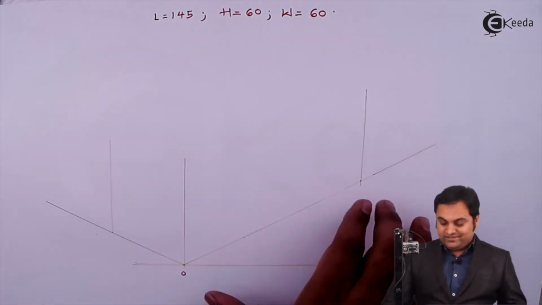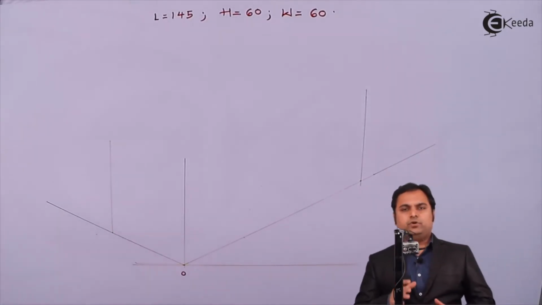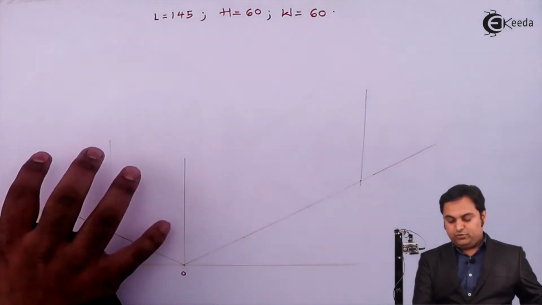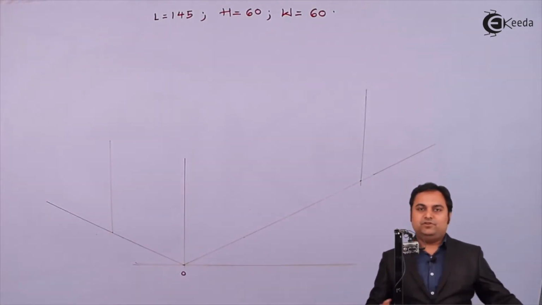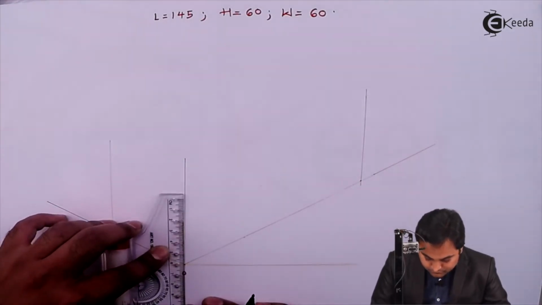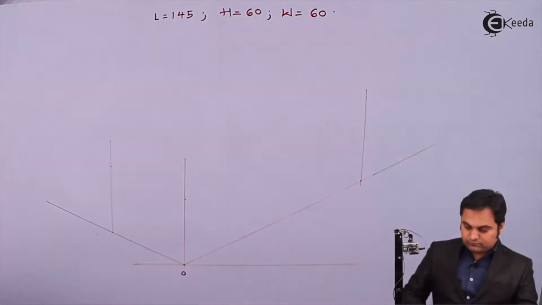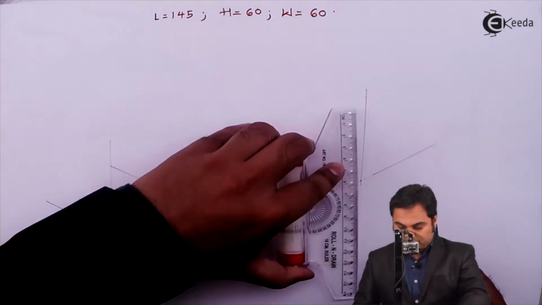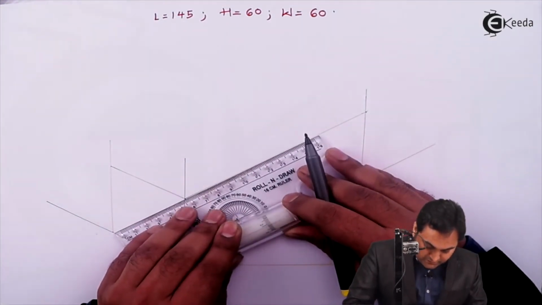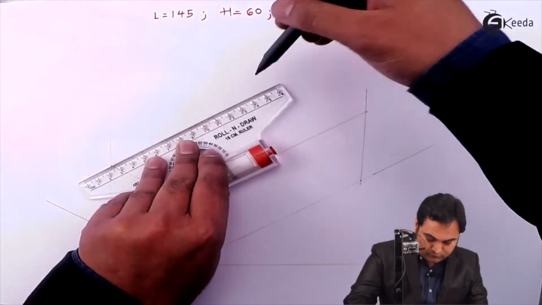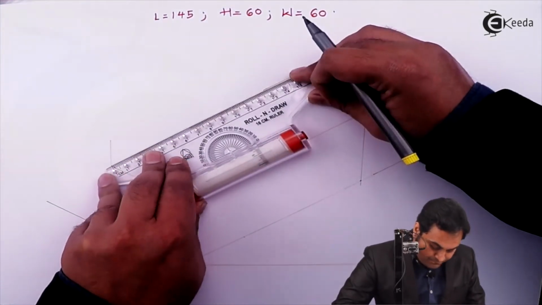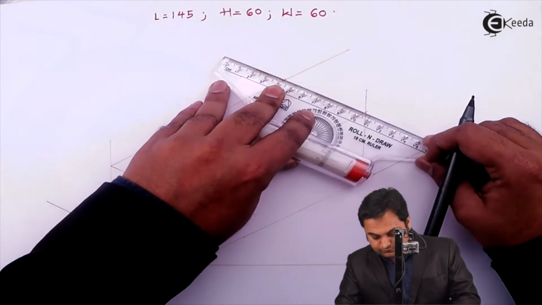Now, it is understood that the length is on this side, and that I had decided because of the location of the origin. If, for example, origin would have been here on the right hand side, then I would have taken this object, placed it over here, so length would have been on this side. So that is the significance of the origin. Now, after that, I'll complete this block by taking height of 60 mm. Drawing a light line. Next, marking 60 mm here as well. Drawing a line parallel to the length. Then I'll mark the length over this line, which is again 145 mm.